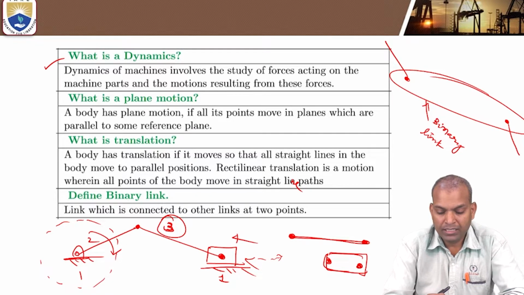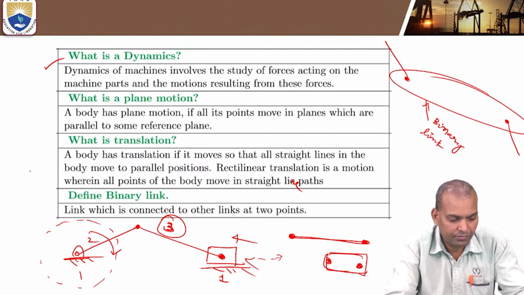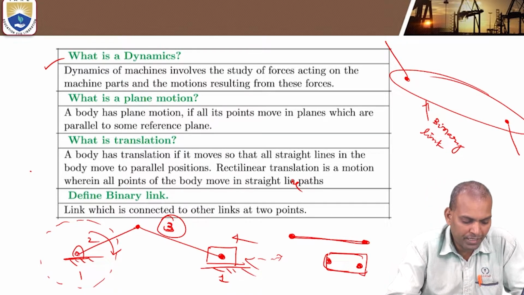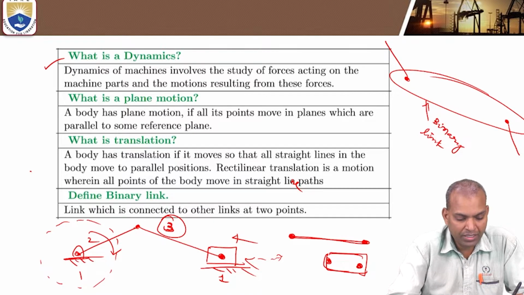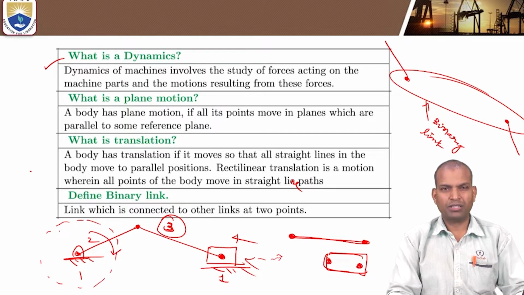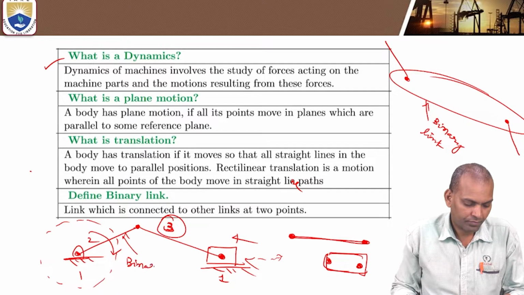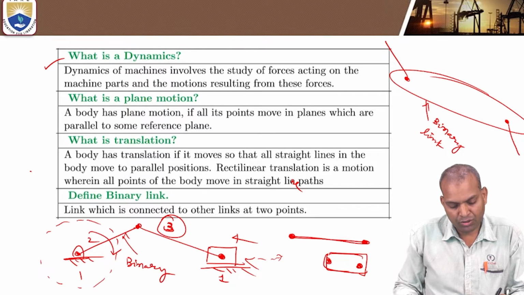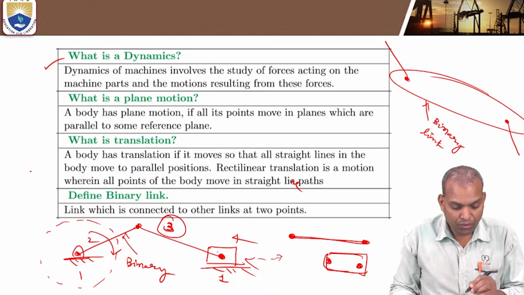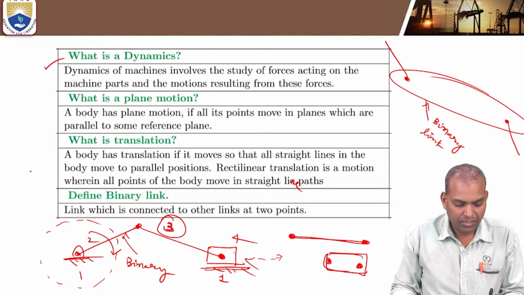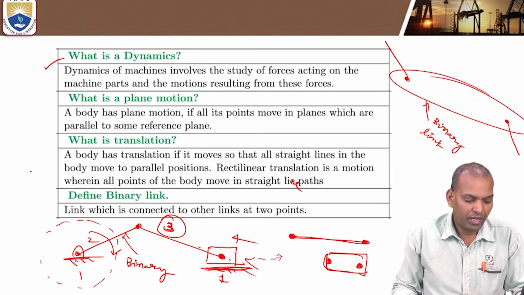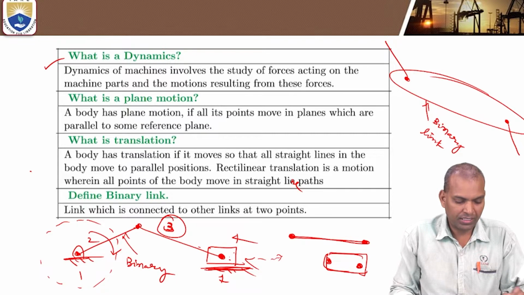Okay. What is a ternary link? Now, coming to the binary link application. This link 2 is having 2 joints. At one joint it is connected to link 1, at another joint it is connected to link 3. So this link 2 is a binary link. Link 3 is also a binary link. And link 4, if you consider the slider, it is with respect to link 1 and also link 3. This is also binary. And link 1 is having only one joint connection. It is a single joint, fixed link here.